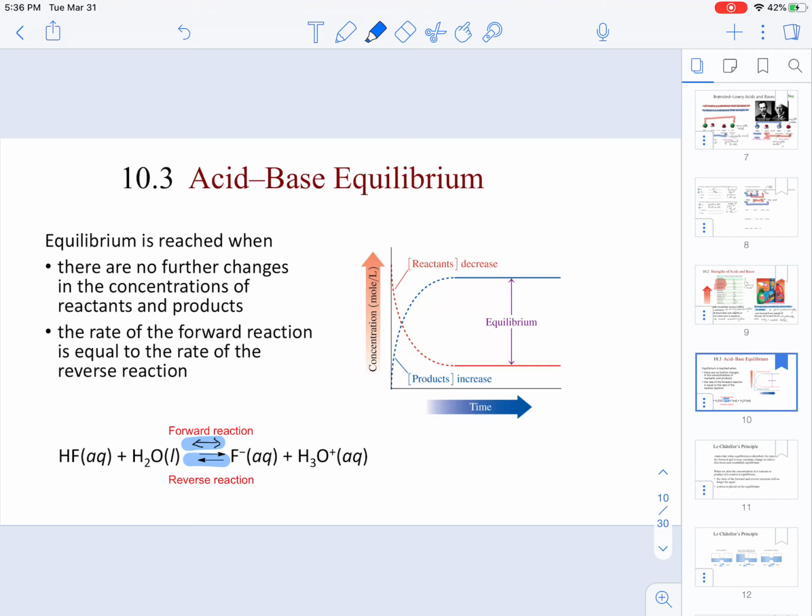So here you have an example of a reaction in equilibrium, which is hydrofluoric acid reacting with water, forming fluoride and hydronium. So this H3O+, even though it is in the table in the previous slide, is called hydronium. Specifically hydronium ion, because as you can see, it has a positive charge.